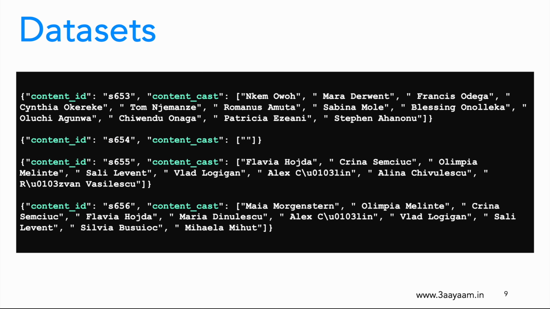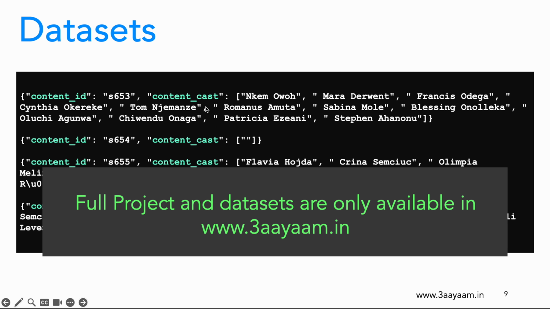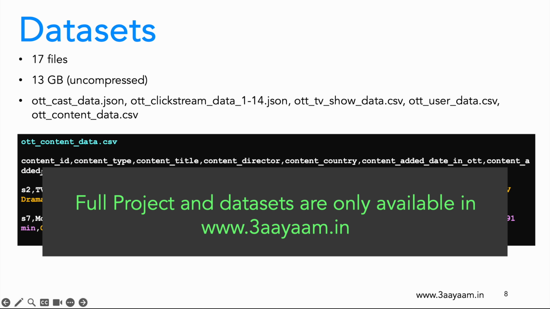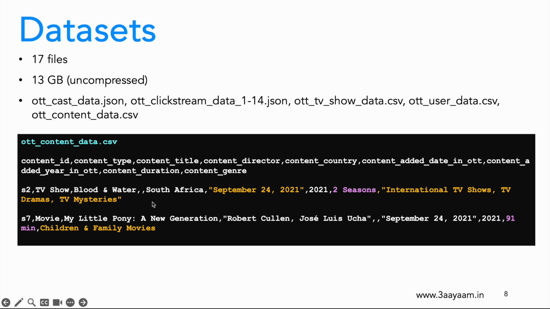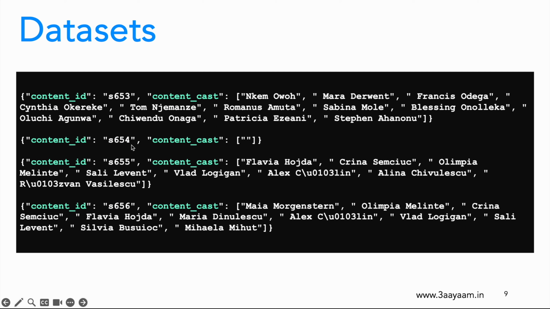Similarly, we have the content cast JSON file also. So you have the content ID and the content cast, and the cast is an array. Of course, you can use this content ID to match with content data and find out which TV show has which cast, which movie has which cast, etc. So this is in JSON and this is an array. I think you know what has to be done here. For a hint, let me tell you that you'll have to flatten it.